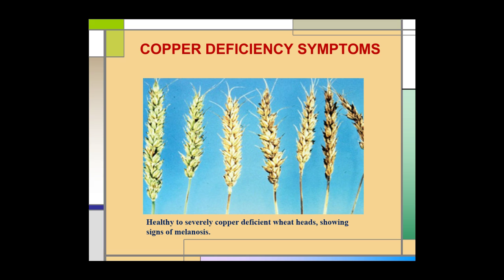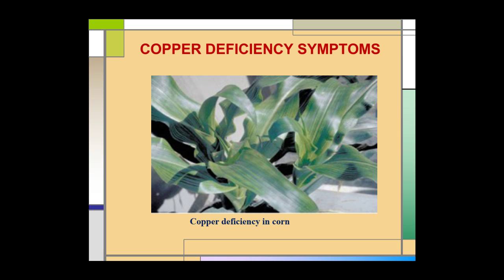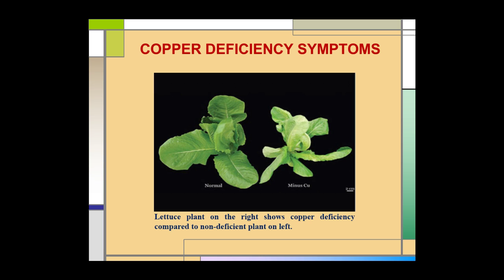Copper deficiency symptoms in wheat. This is the healthy head and this is the severely affected head. The healthy to severely copper deficient wheat head showing the sign of melanosis. Copper deficiency in corn. The leaf shows purple tints, which is the sign of copper deficiency. Lettuce plant on the right is copper deficient as compared to the non-deficient plant.